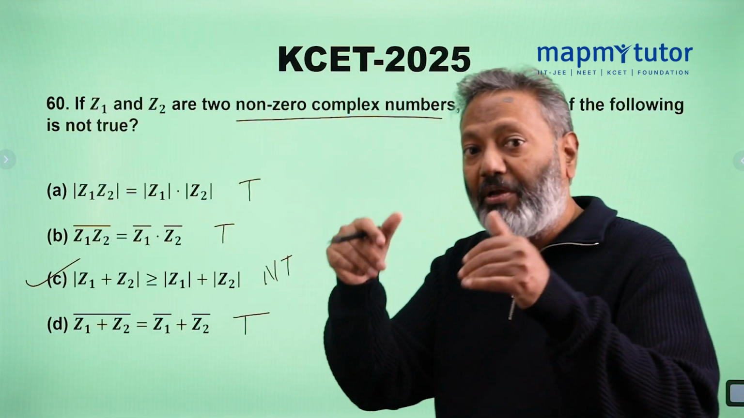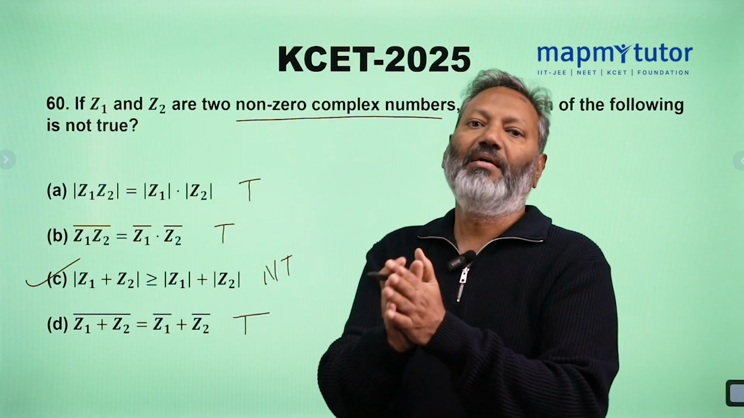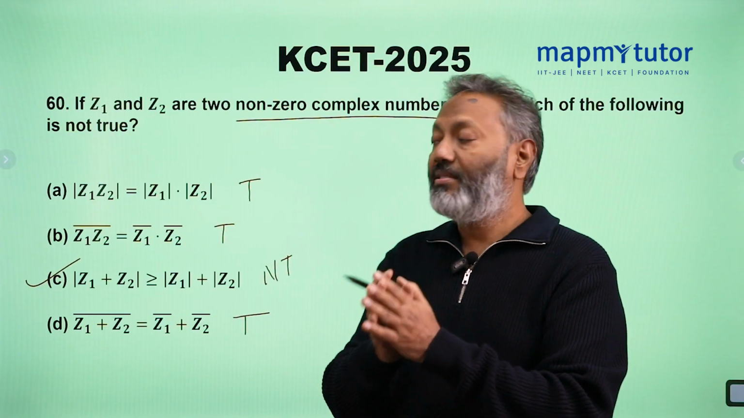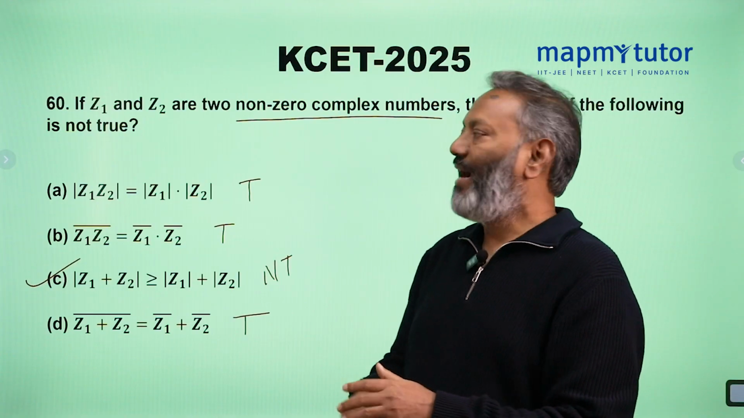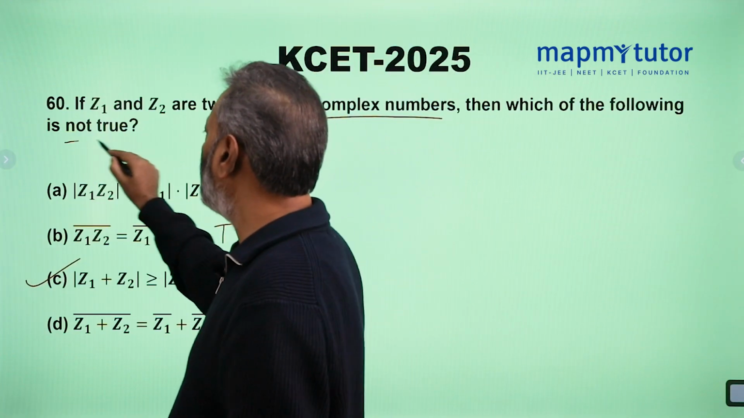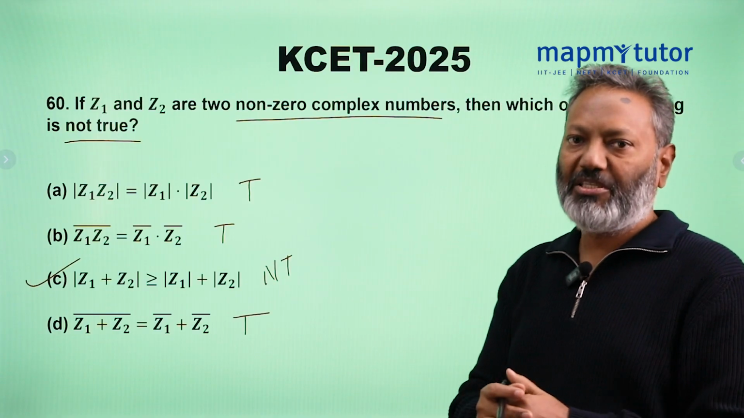So, without knowing what is there in the third option, I can select option 3 as the answer. Why? Because A, B, D are true statements, and I want the not true statement. Therefore, my answer is C. But we need proper explanation for that.